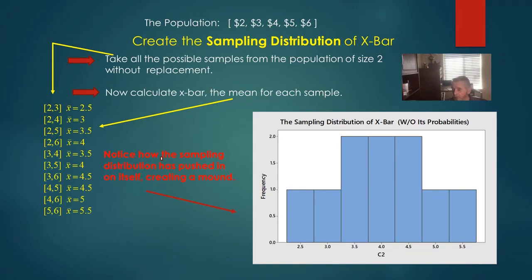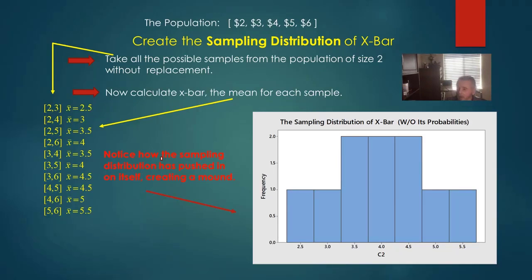If we did it with replacement, that would mean 2, 3, and 3, 2 are different samples. And that would make the illustration larger and just a little more complicated to understand and to do.